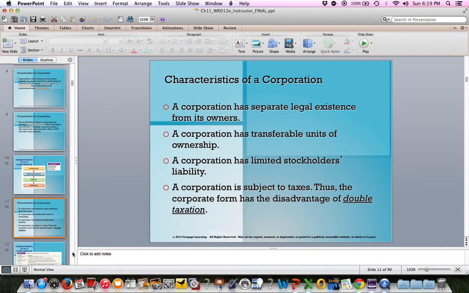So a separate legal existence from its owners. Transferable units of ownership. You can go out on a stock exchange and buy and sell these all the time. Limited stockholder liability, and it is subject to taxes. Therefore, one major disadvantage for the corporate form is what they call double taxation. Basically the corporation itself pays tax, and then as dividends are distributed to the owners, those dividends are also taxable. So basically a corporation pays tax on its income, and then as income is distributed to owners through dividends, dividends are also taxable.